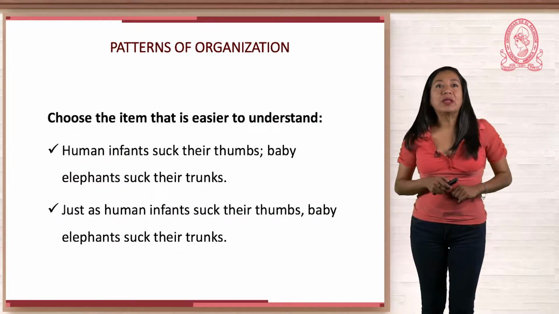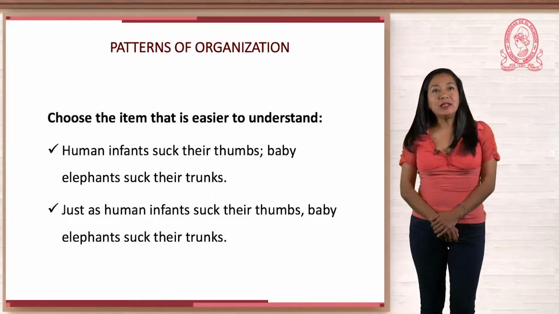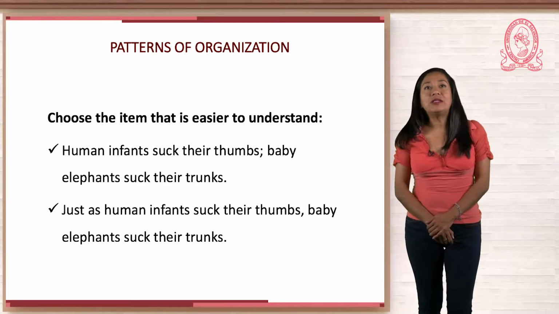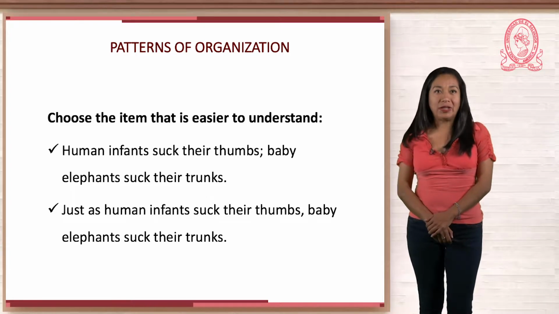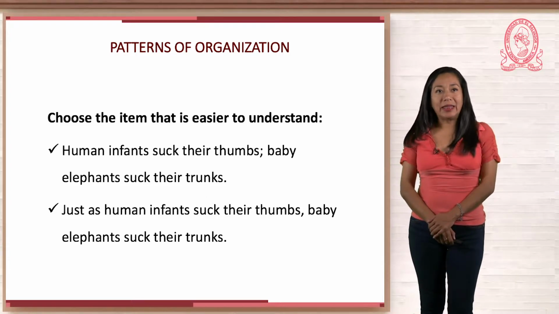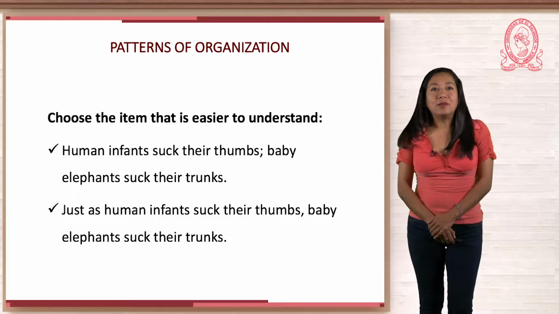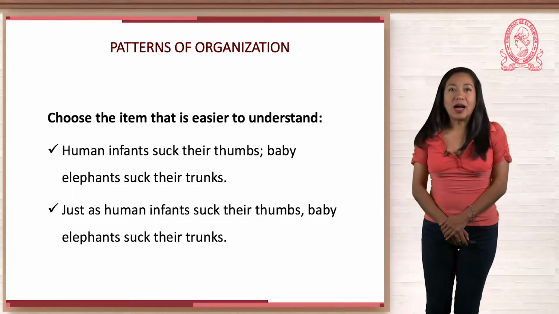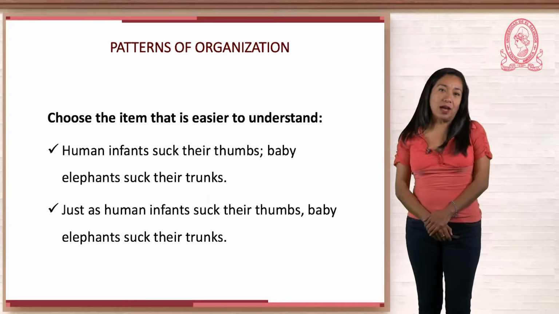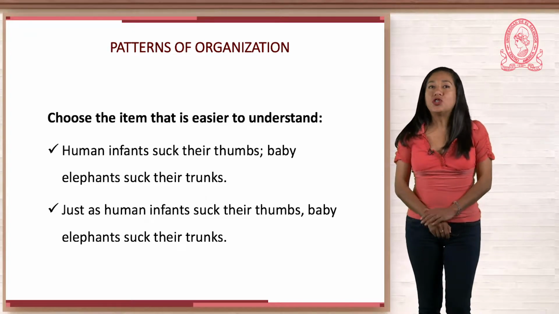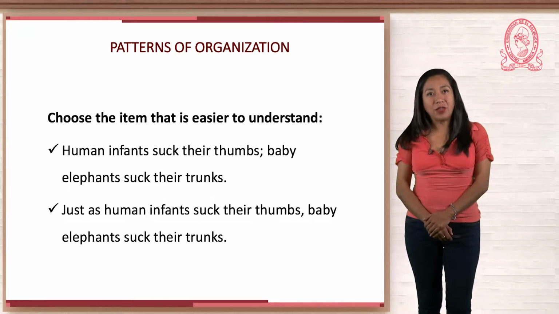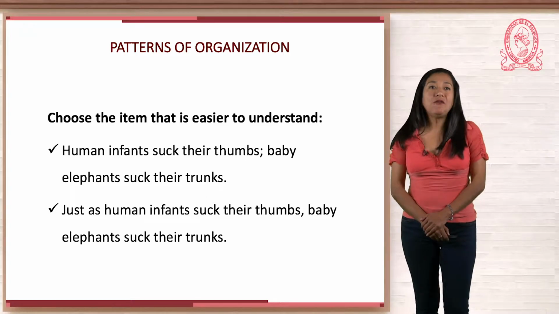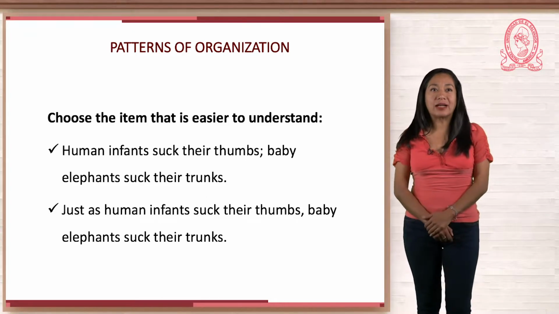Let's start working with the comparison pattern. In his book, 10 Steps to Building College Reading Skills, Langan introduces us to this topic with a couple of examples. Let's take a look at them. Choose the item that is easier to understand. Human infants suck their thumbs, baby elephants suck their trunks. Just as human infants suck their thumbs, baby elephants suck their trunks. If you chose the second one, that is correct.